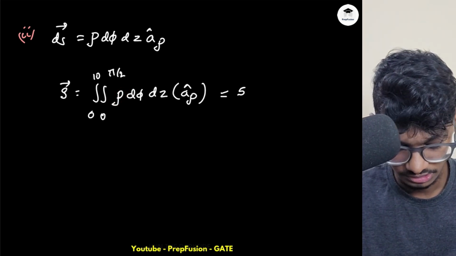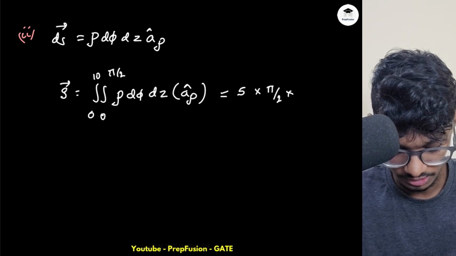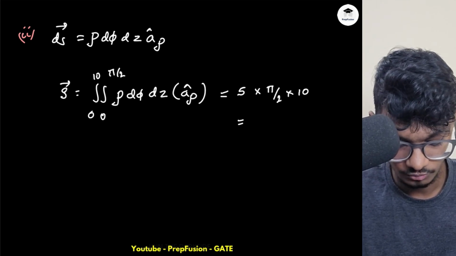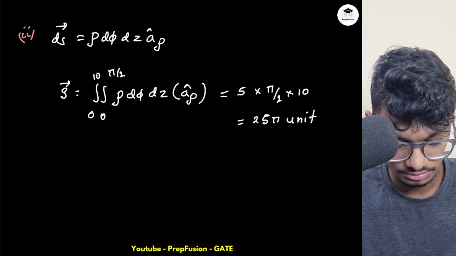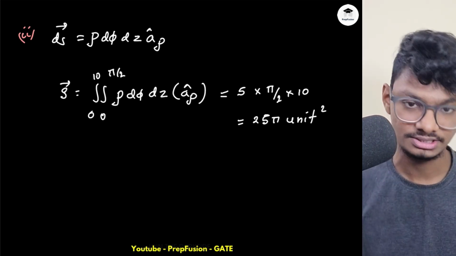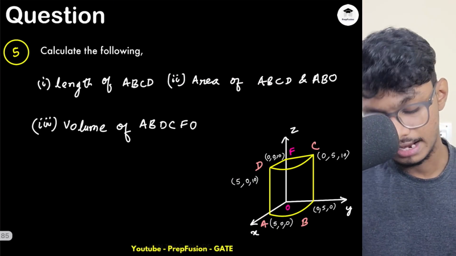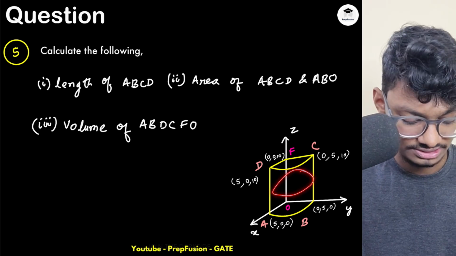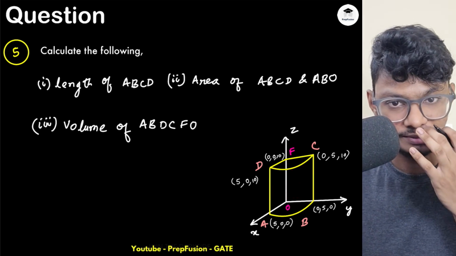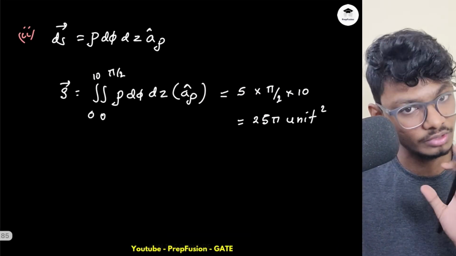Simple constant. So this will be into pi by 2 into 10. Okay, so this will be 25 pi unit square. So this will be the answer for this particular question. If the equation of the surface had been given, then things would have been difficult here. This we have solved previously as well.